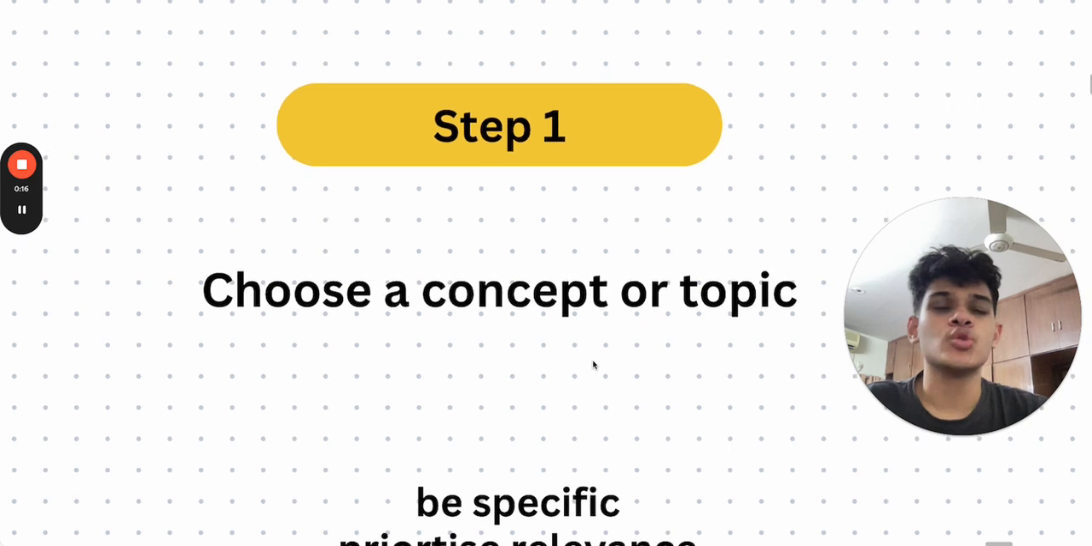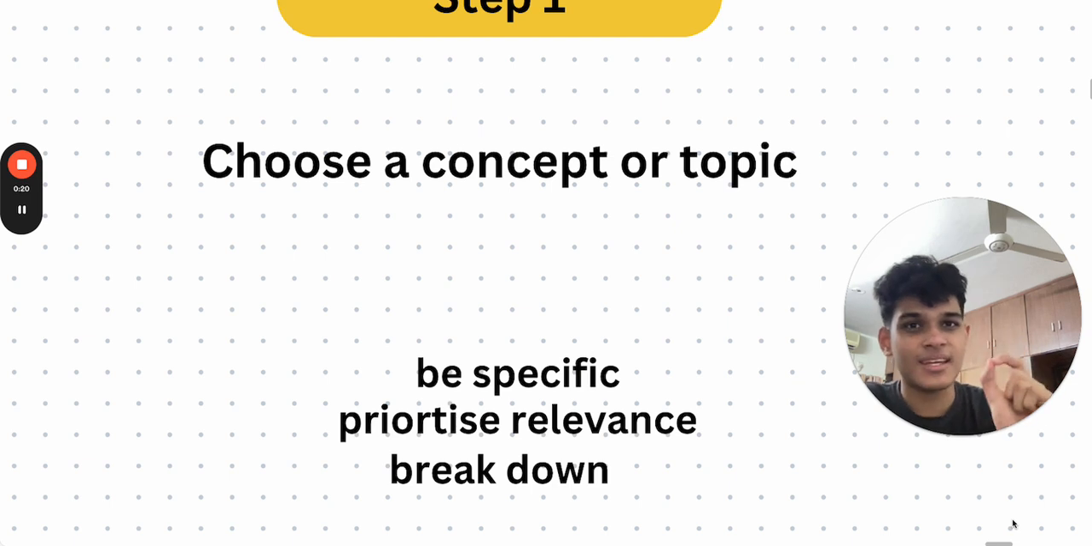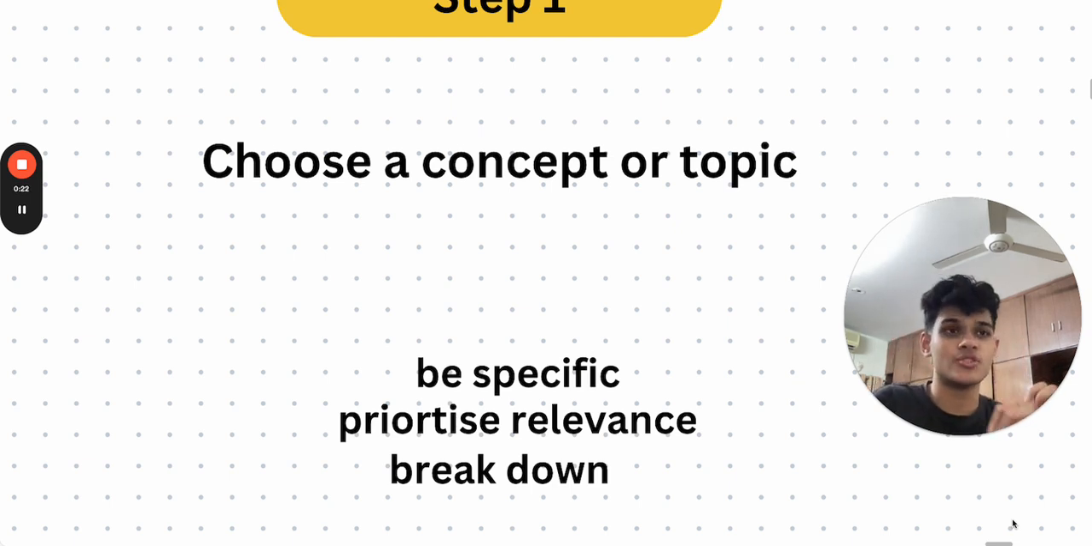Step 1. Choose one concept or topic, and I want you to be specific and just prioritize relevance when you choose that topic. Don't prioritize something which is completely irrelevant, and break down that topic into, let's say, subsections.